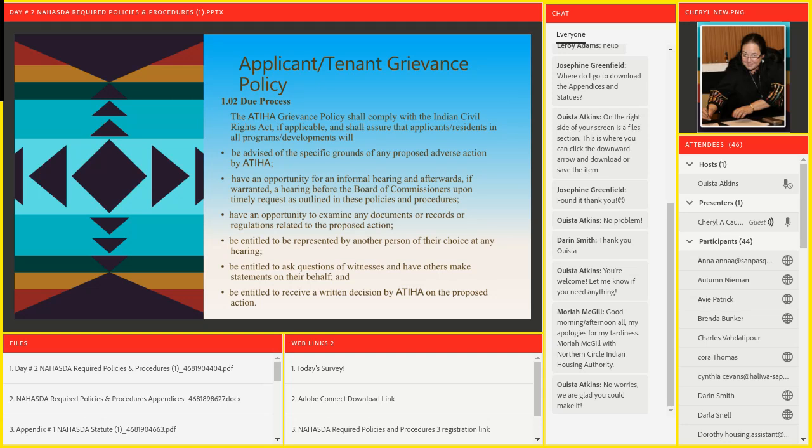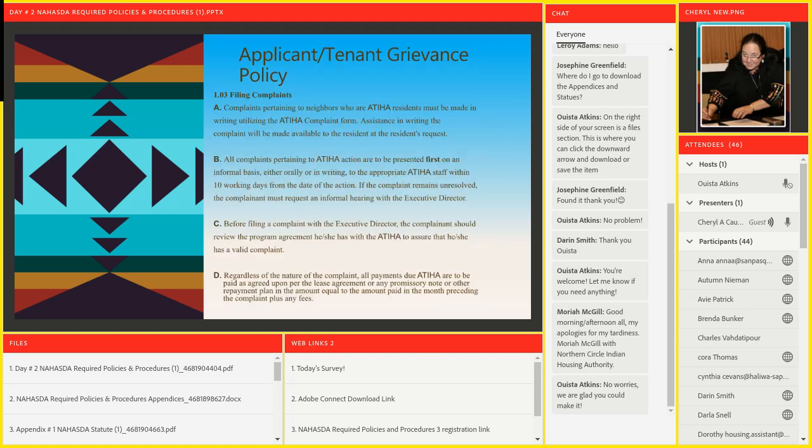have an opportunity to examine any documents or records or regulations related to your proposed action, be entitled to be represented by another person of their choice at any hearing, be entitled to ask questions of witnesses and have others make statements on their behalf, and be entitled to receive a written decision by your housing entity on the proposed action. You should have that method outlined, how they go about filing that complaint.